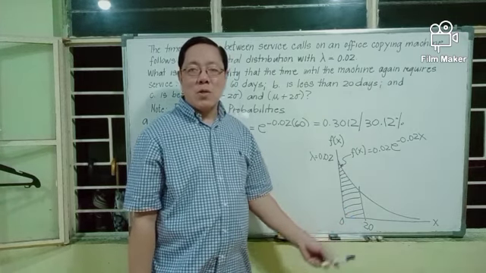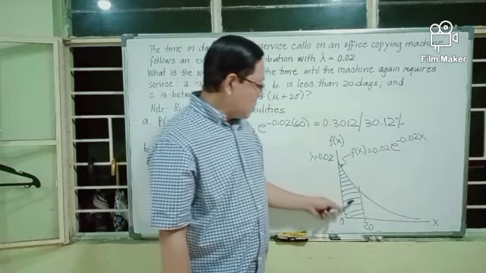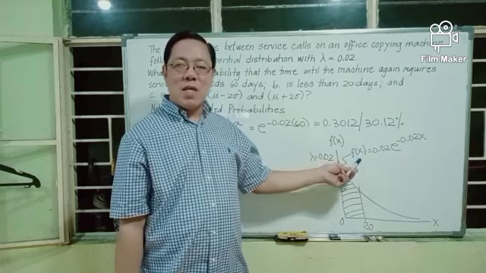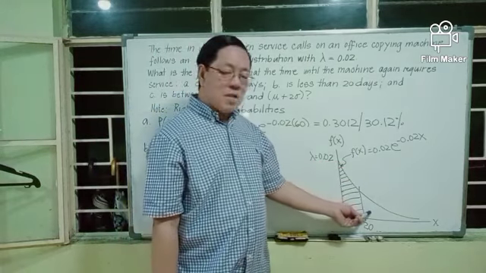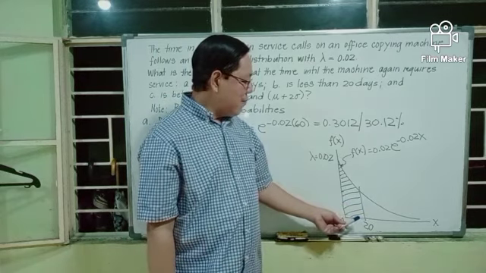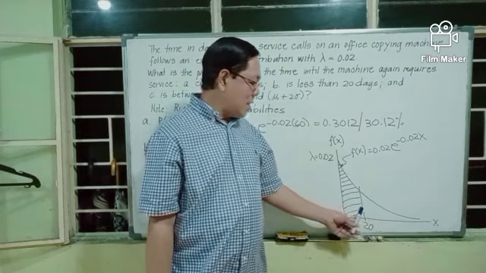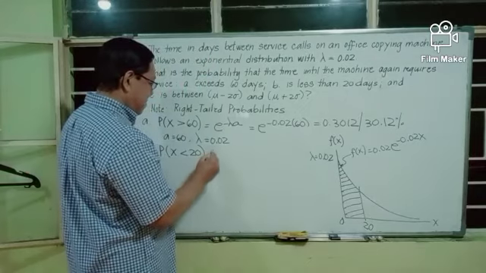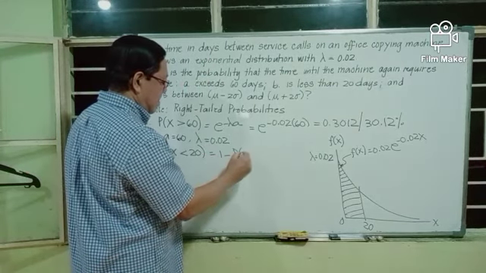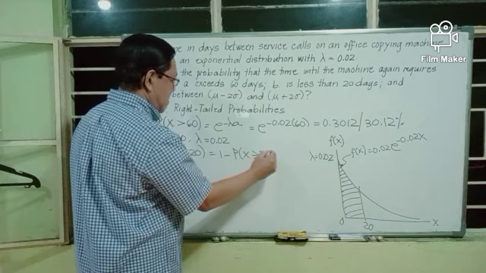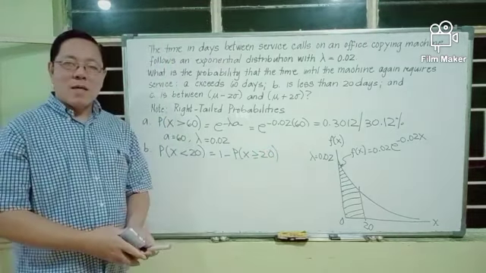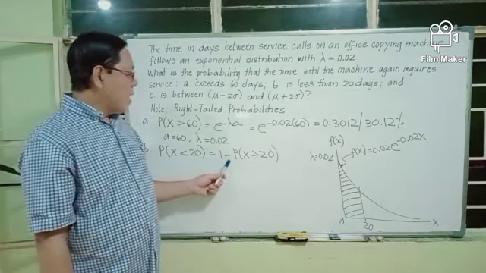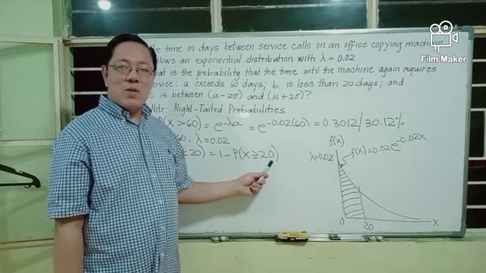Because we know that the total area under this curve, with equation given by the probability density function, is 1. So this area plus this area is equal to 1. And from 1 we subtract this area, the probability that x is greater than or equal to 20. Again, the probability that x is less than 20 is equal to the complement, 1 minus the probability that x is greater than or equal to 20.